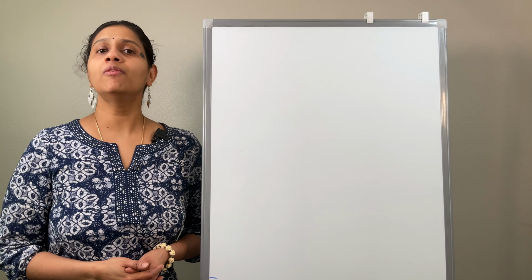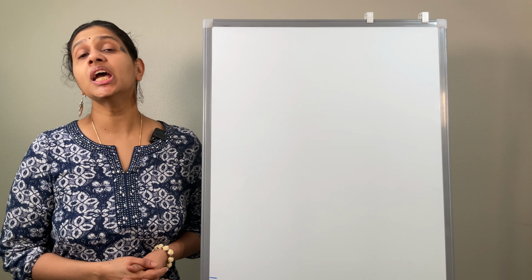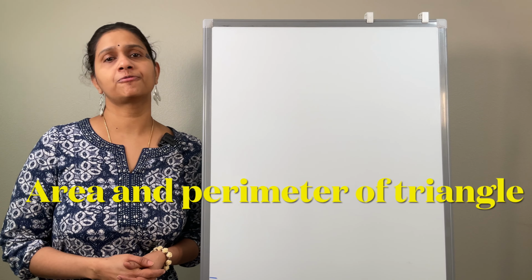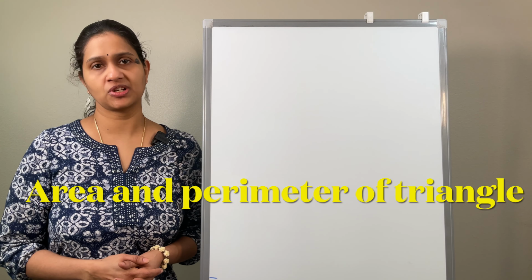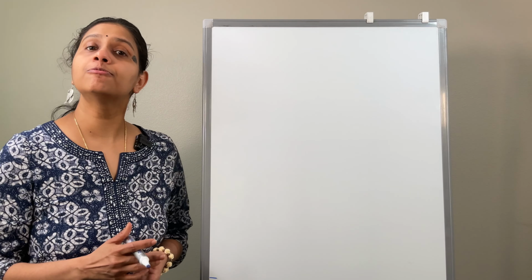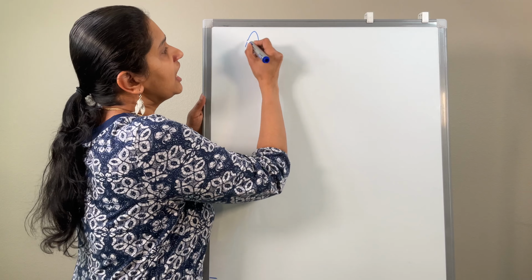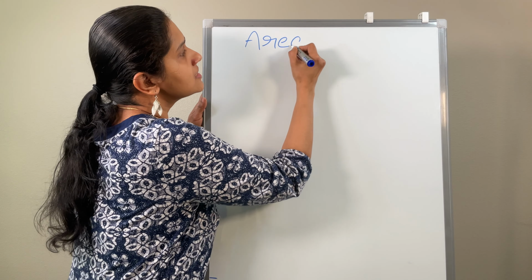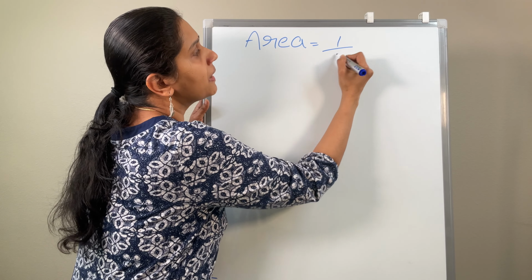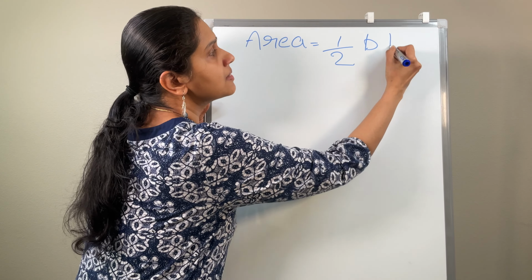In this video, we are going to discuss the area and perimeter of a triangle. What is the area of a triangle? We have a formula for calculating the area. Now let us see that first. The area of a triangle is equal to 1 by 2 base times height.